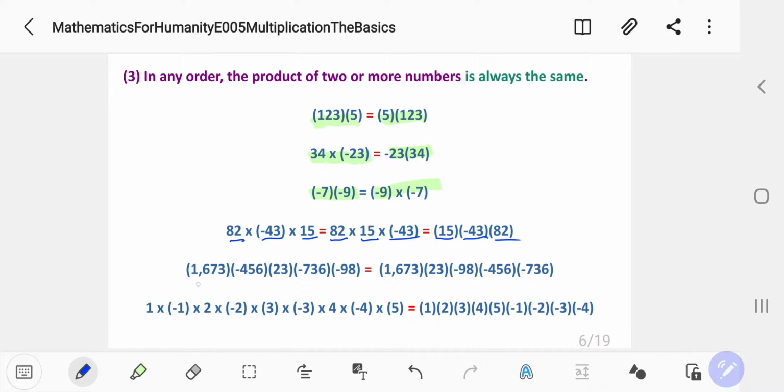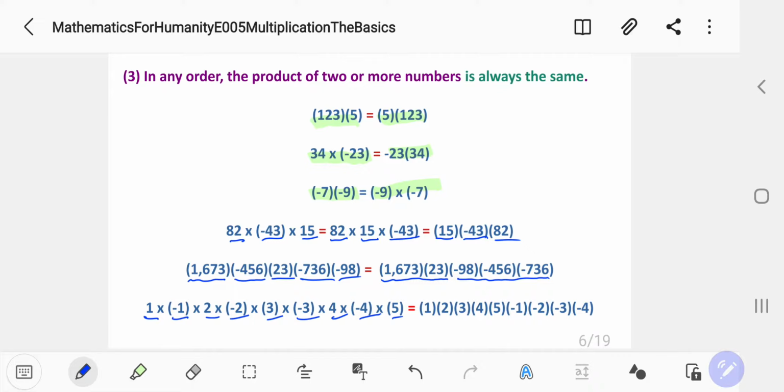In this case, you have 1, 2, 3, 4, 5 numbers being multiplied. So you can also rearrange them such that you write the positive numbers on the right or on the left, and then the three negative numbers here. And here you have 1, 2, 3, 4, 5, 6, 7, 8, 9. So you have 9 numbers there being multiplied.